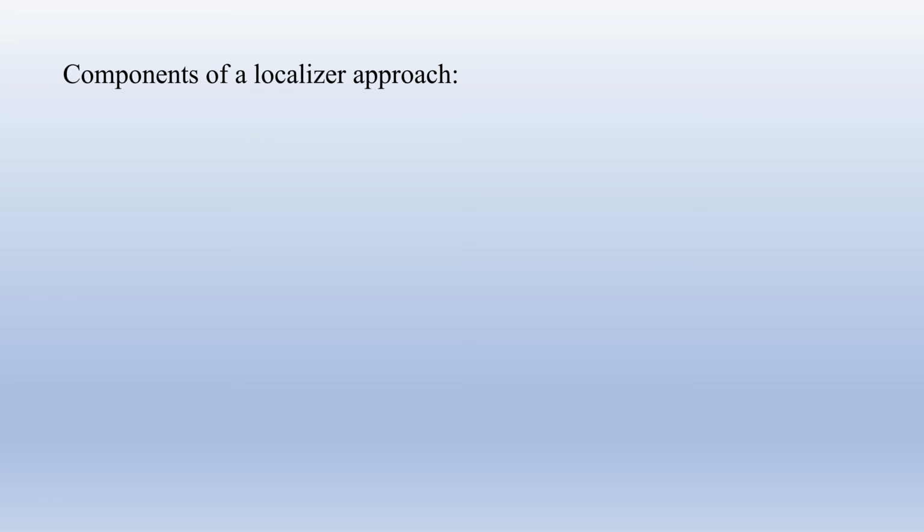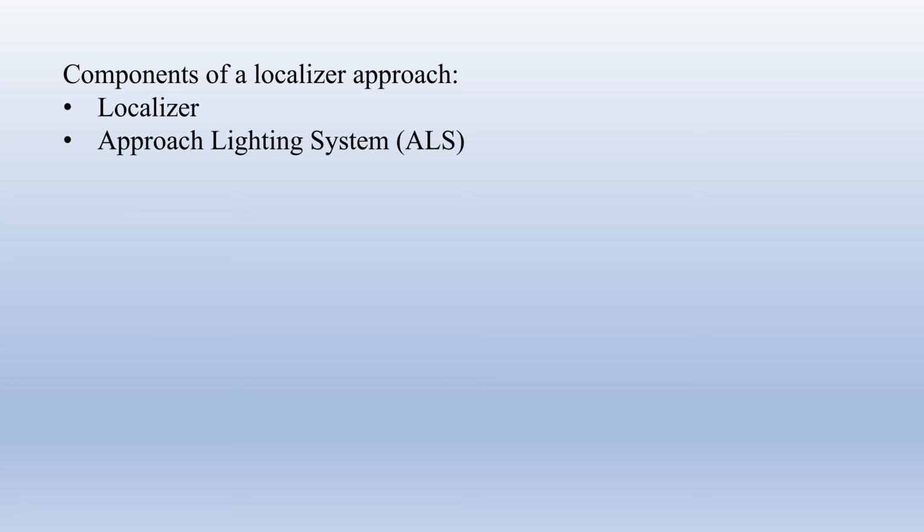A localizer approach has many of the same components that an ILS system has. For the ground-based components, it's going to have a localizer, which again gives you lateral guidance to the runway. It will typically have an approach lighting system of some kind, although it may not be the same type of approach lighting you're used to seeing on an ILS system, although it could be. It may also have marker beacons or compass locators, which are small, low-powered NDBs, although I have not been able to find any approach plates or approaches out there that are currently using these as far as localizer approaches go.